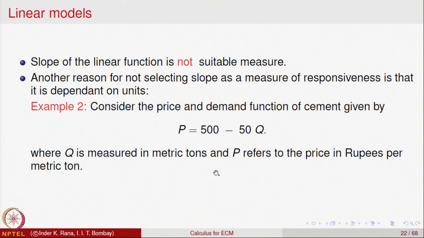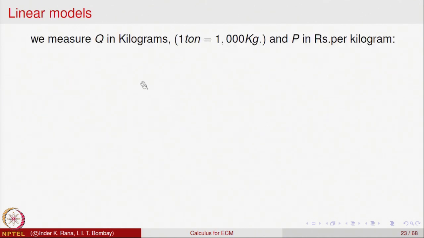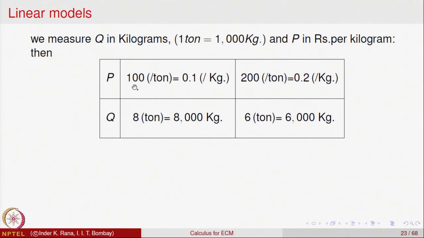Now, let us suppose we change these units from metric tons to something else. We measure Q, instead of metric tons, in kilograms. In case you do not remember, 1 ton is equal to 1000 kg, and the price is measured per kilogram. So, we want a relation between P and Q, where P is the price per kilogram and Q is in kg. Let us see the conversion. When P is 100 per ton, it is 0.1 rupees per kg. For 200 per ton, it is 0.2 per kg. For quantity, 8 ton is 8000 kg, and 6 ton is 6000 kg, because 1 ton is equal to 1000 kg.